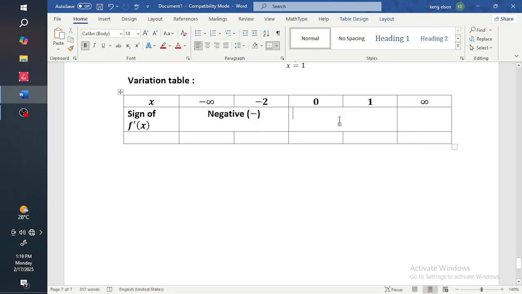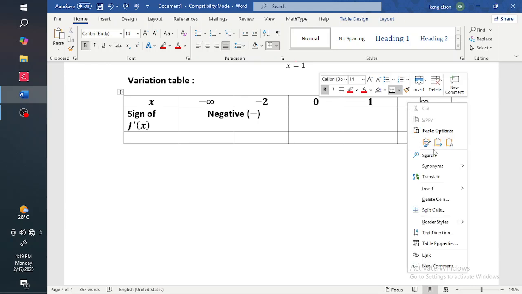It's also negative in this interval. Then in the interval 1 to plus infinity it is also negative. How will I put it now? Wait. In the interval 0 to 1 it is negative. In the interval 1 to infinity it is negative. Okay, let's just see what we can do.